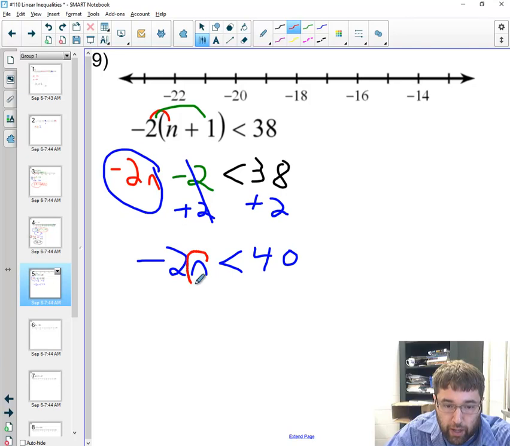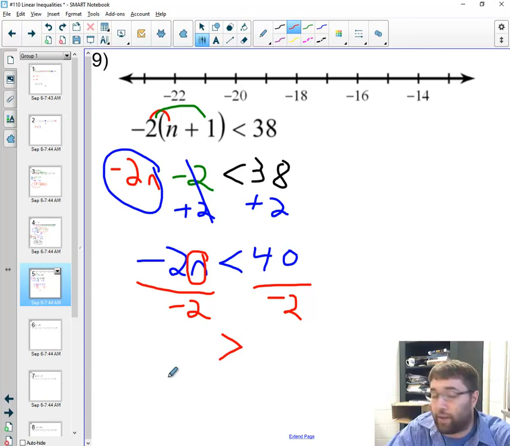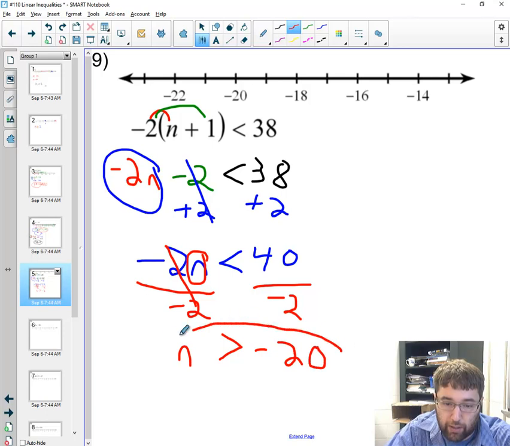I circle the variable, take care of the hater. I have a negative 2. The opposite of multiplication is dividing by a negative 2. And because I divide by a negative 2, the first thing I want to do is flip the inequality. And that's where everyone's going to get this problem wrong. So these cancel out. I have n is greater than negative 20. And that's the answer.